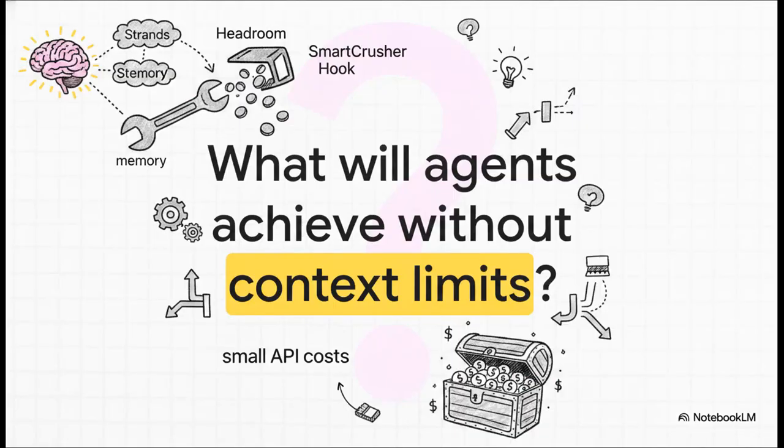Which leaves us with one final, pretty exciting thought. We've seen the mechanics behind the model wrapper. We've seen the precision of the SmartCrusher hook. We know exactly how they combine to absolutely slash token counts. So, what will your agents achieve when context limits are simply no longer a barrier? When memory is vast, but API costs stay tiny?